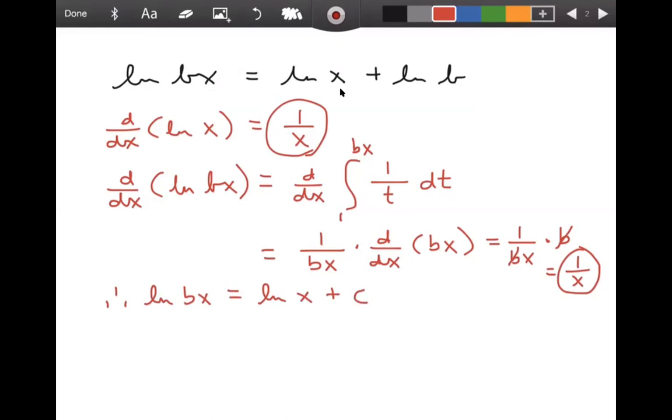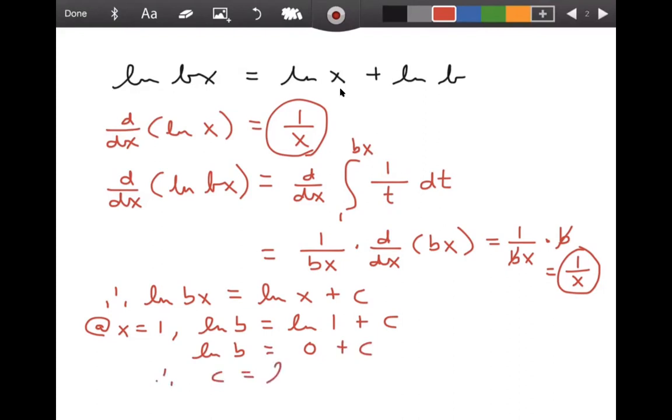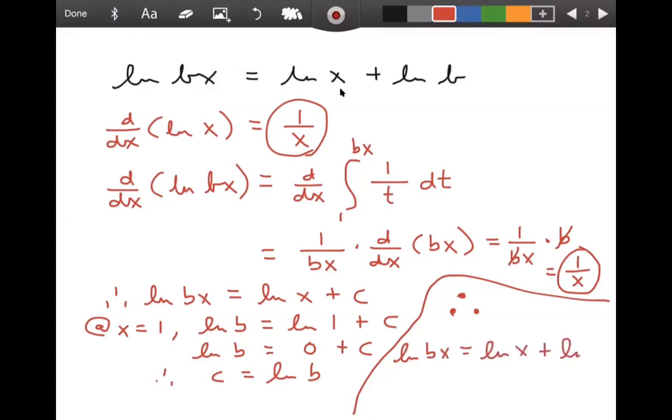But now we have to figure out what the constant is. So let's plug in a number. Let's say x equals 1. That would give you natural log b is equal to natural log 1 plus a constant. And what is natural log 1? Natural log 1 is 0. So guess what? That mystery constant is natural log b, and we got it. So we'll do a big bold therefore. Better enclose this because I'm kind of running out of space. The natural log of b times x is equal to the natural log of x plus the natural log of b. And I think that is really cool, but of course I would, right?